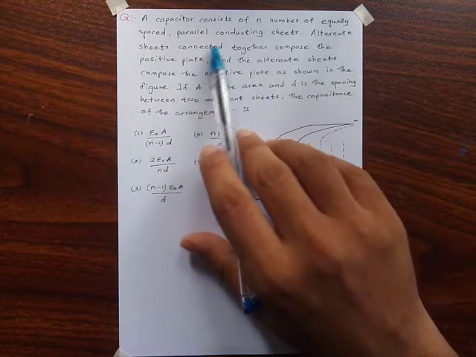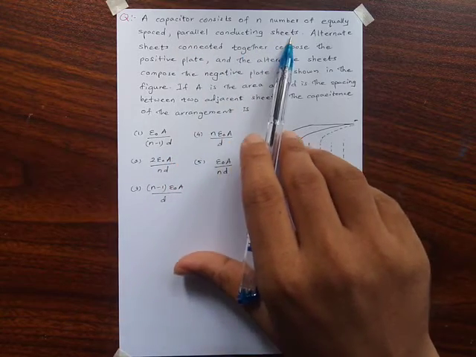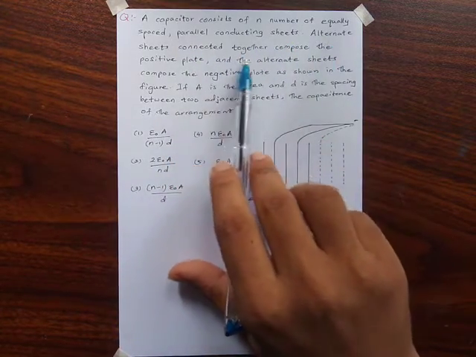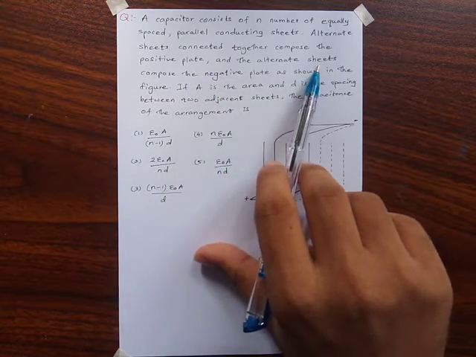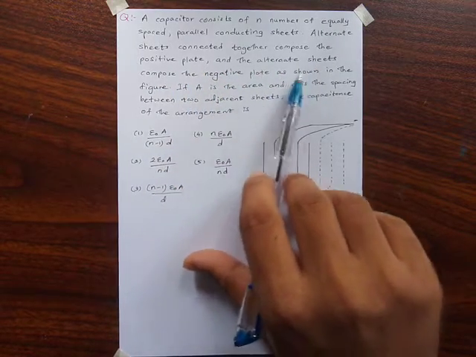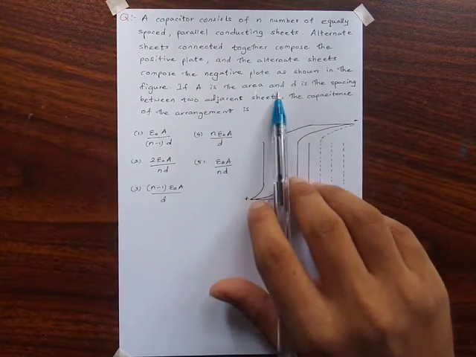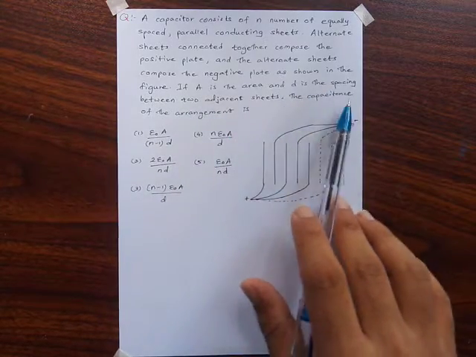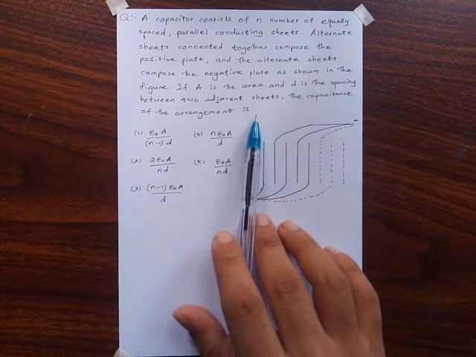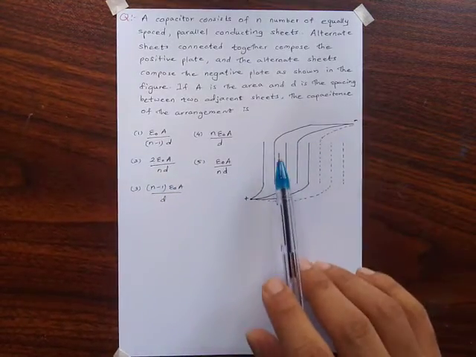A capacitor consists of a number of equally spaced parallel conducting sheets. Alternate sheets connected together compose the positive plate, and the alternate sheets compose the negative plate, as shown in the figure. If capital A is the area and D is the spacing between two adjacent sheets, the capacitance of the arrangement is... So here the arrangement is given.